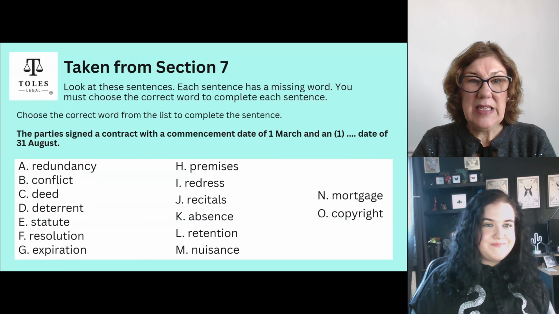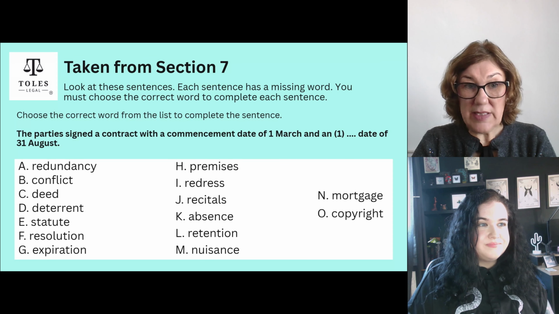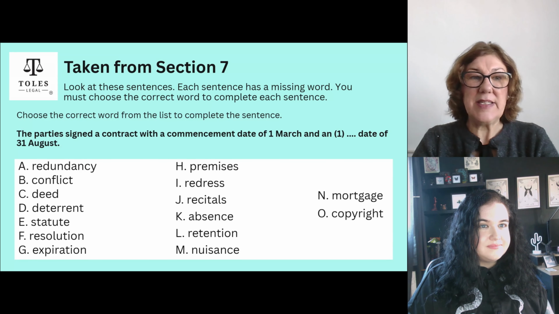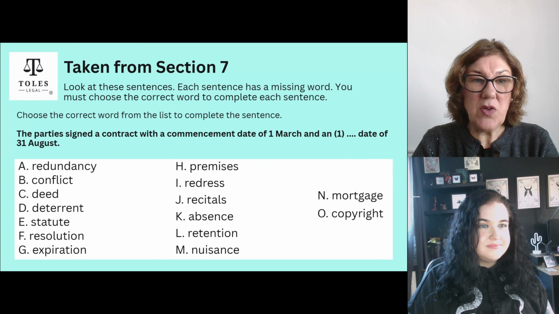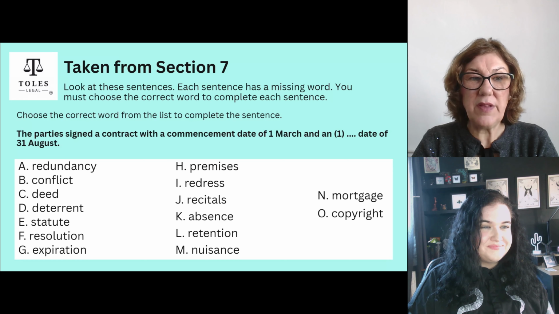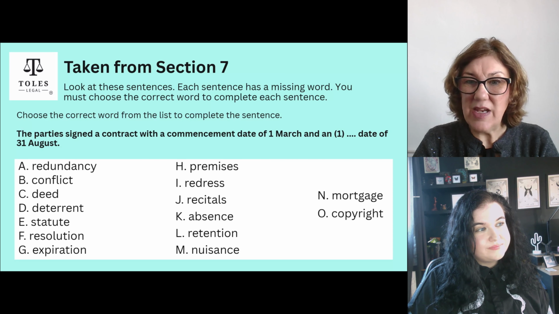Section 7. Section 7 is a gap fill. So you get sentences like this, and you've got to choose the correct option and put it in the gap. Here's the sentence. The parties signed a contract with a commencement date of the 1st of March and an date of the 31st of August. Now, if you don't know, an should give you a clue.